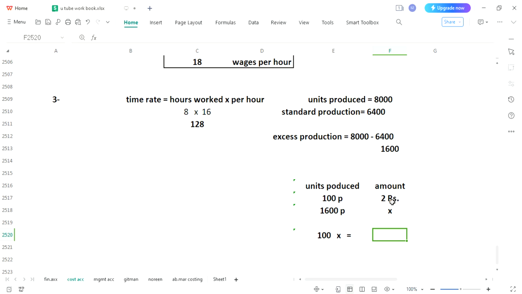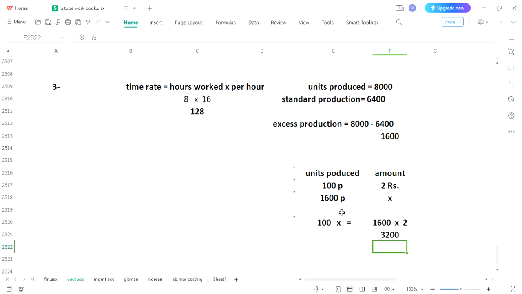Cross multiplication. 1600 would be multiplied with 2. All right, and now 1600 multiplied by 2, we will get 3200. Next step is what? X and 100 are being multiplied over here.